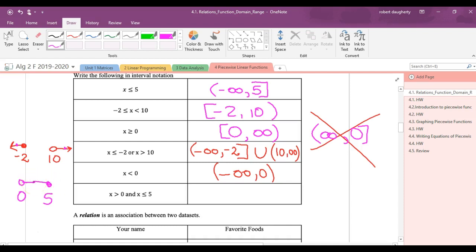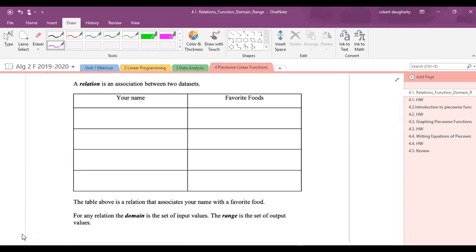What is that interval? That interval is from where to where? 0 to 5. And you can copy, if you're drawing the number line, this open circle means what in interval notation? Parentheses, bracket, okay? From 0 to 5. Okay? Pretty straightforward.